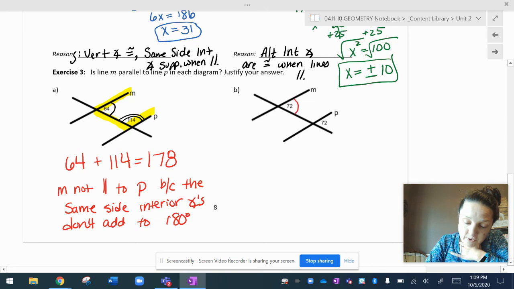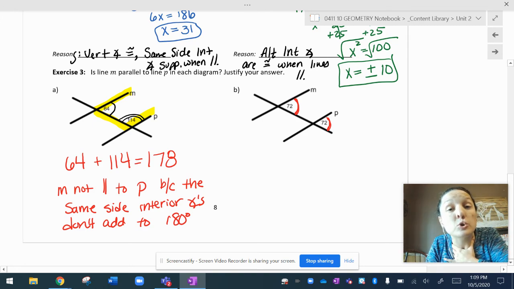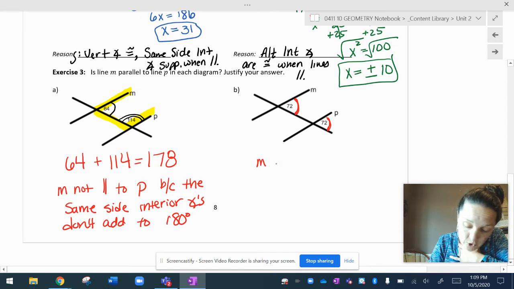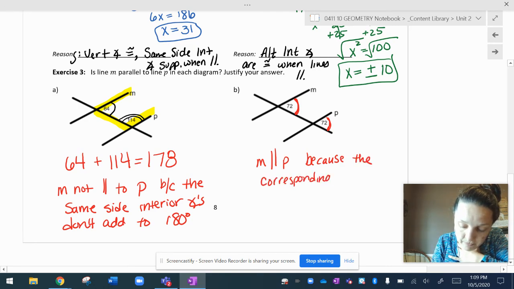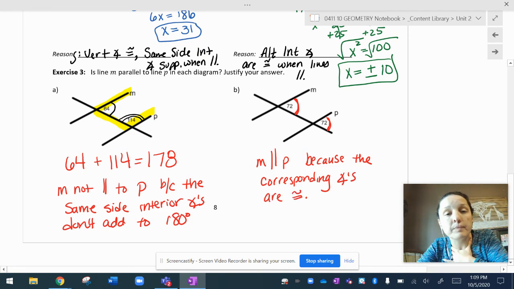Now let's come over here. 72. 72. Those look like they're in the same position. That's because they are. Those are corresponding angles. Corresponding angles are supposed to be congruent, and these are. So M is parallel to P because the corresponding angles are congruent. Ta-da! All right, so I am done with that for the day.